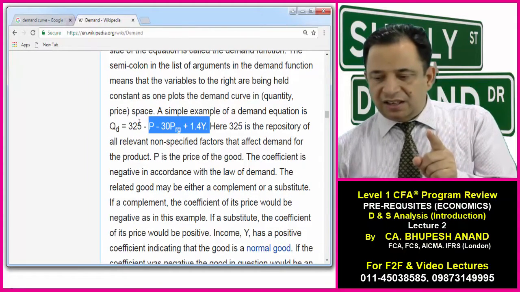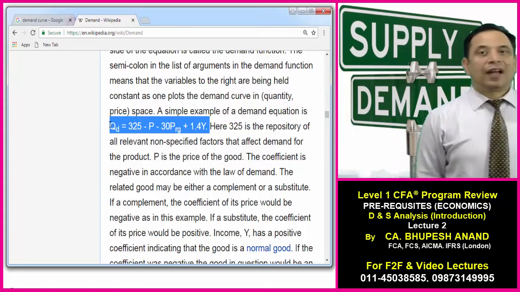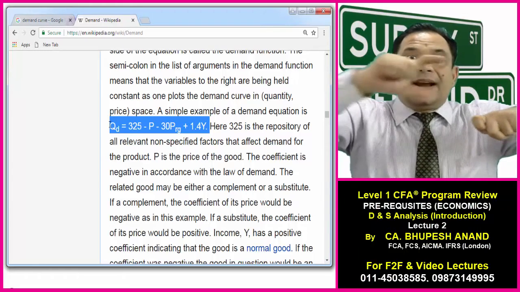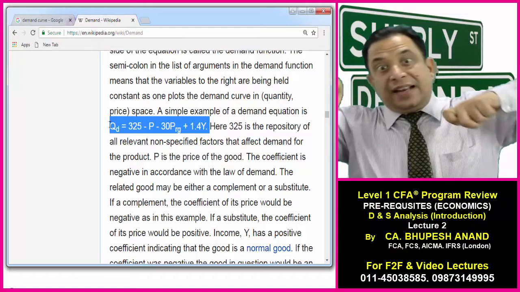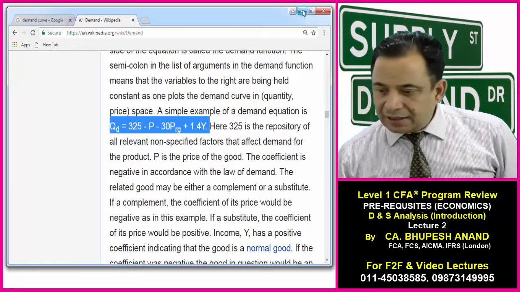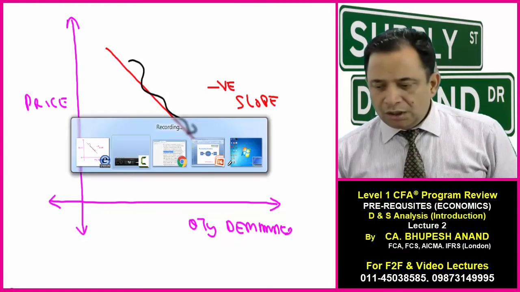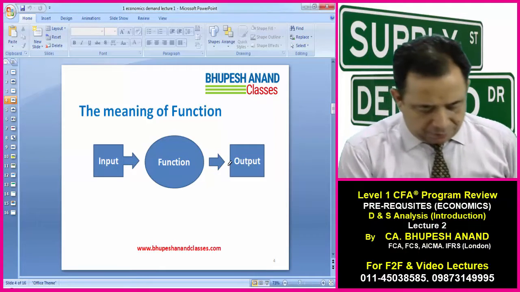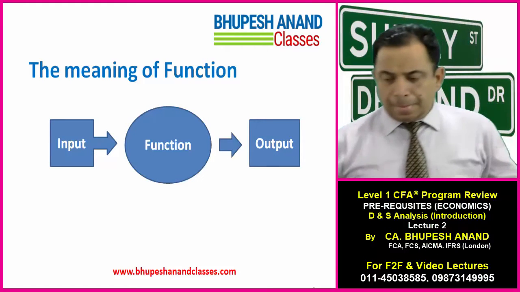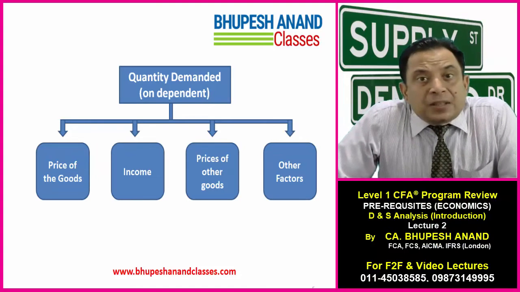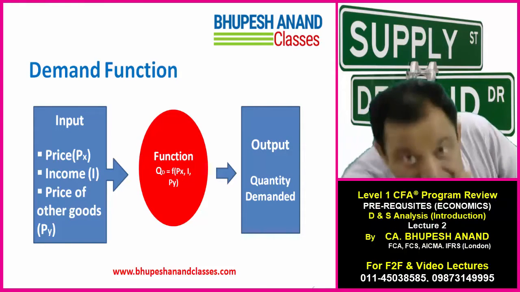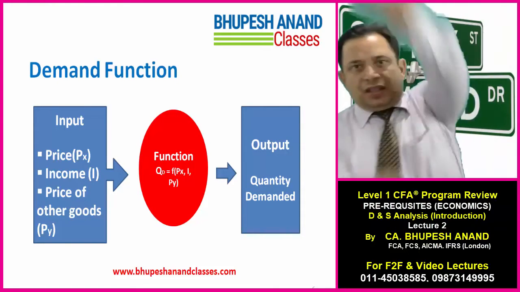Just see, this is the function which they have shown. I have told you the basic logic of a function as per mathematics, how quantity demanded is related with these functions, and how I will invert that demand function and convert it into a curve. After that, I have prepared some PPTs for you. Just have a look at these PPTs, because I have prepared them with very hard work. We have done the meaning of function. Then quantity demanded depends upon these factors: price of the good, income, price of other goods, other factors. Now in the demand function, this is input, this is function, this is output.